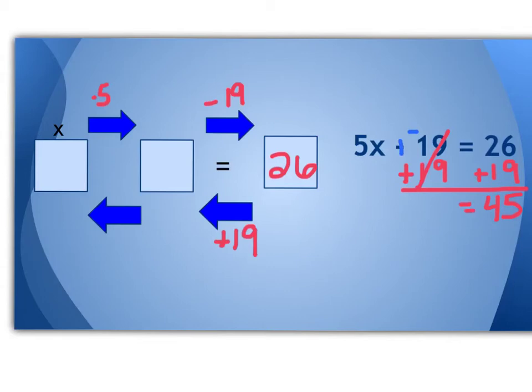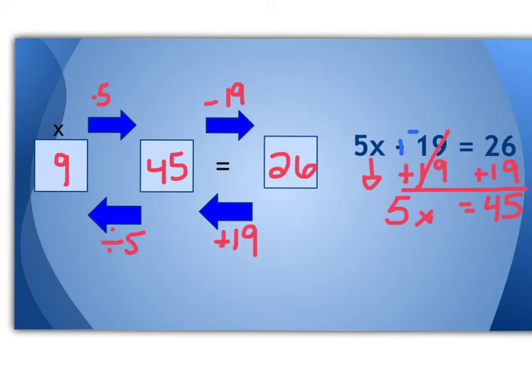But I still have this 5x here, so I'm going to bring it down. And I have 5x equals 45. Now back over to the left side where we were undoing everything. Instead of multiplying by 5, we divide by 5. And when we did 45 divided by 5, we got 9.